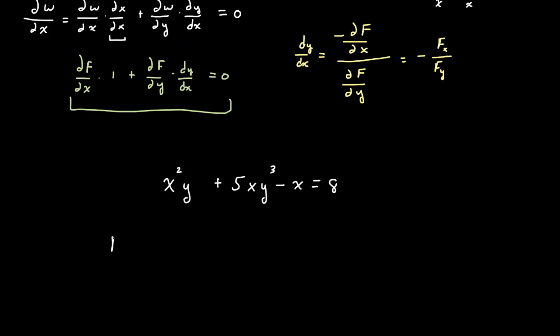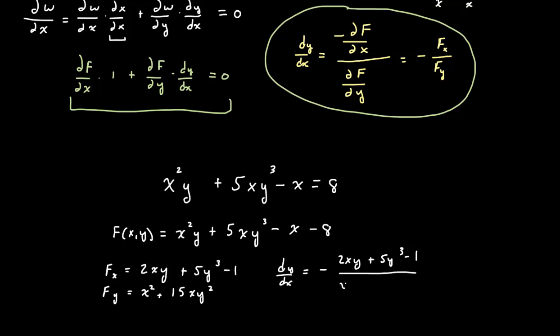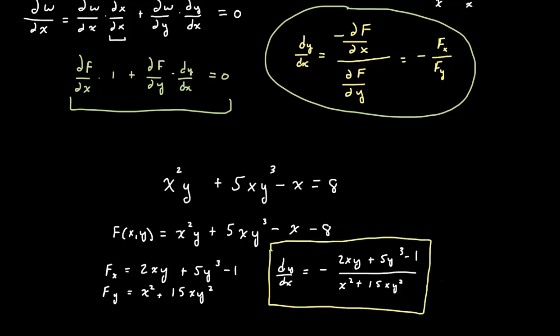If we go back to the original amoeba and we write big F of xy equals x squared y plus 5xy cubed minus x minus 8, then the partial derivative of that f with respect to x is going to be 2xy plus 5y cubed minus 1, and the partial derivative of that f with respect to y is going to be x squared plus 15xy squared. So our dy dx, the thing we're trying to find, is going to be negative 2xy plus 5y cubed minus 1 over x squared plus 15xy squared. Now, for fun, if you wanted to, you can go back and do implicit differentiation and check that we get this same answer.